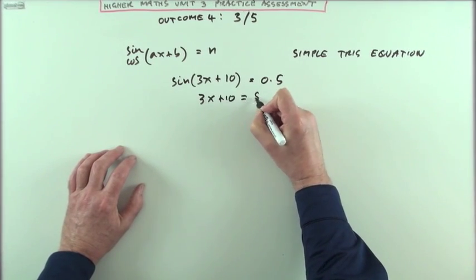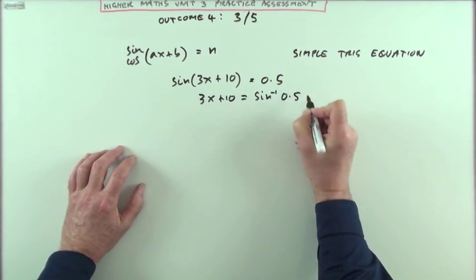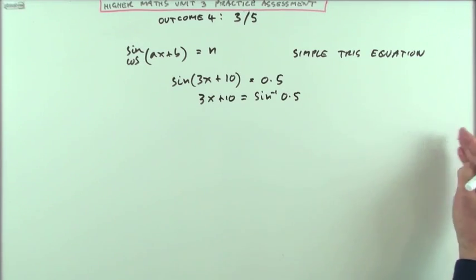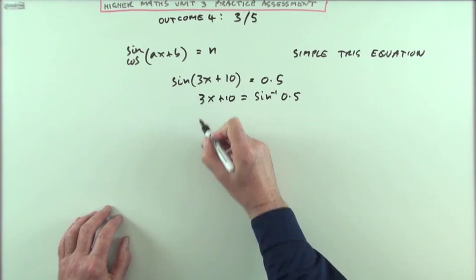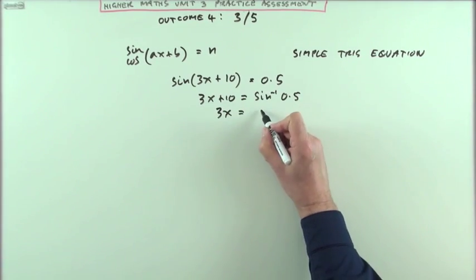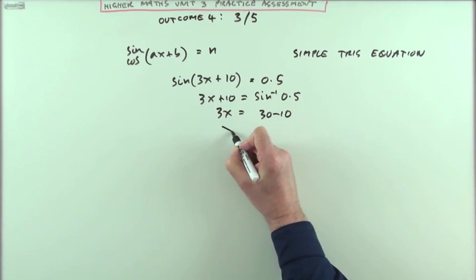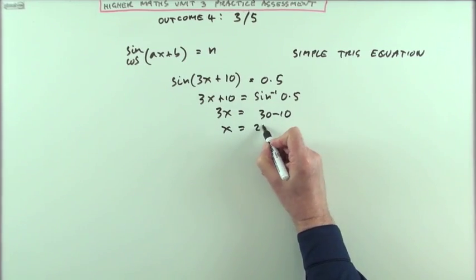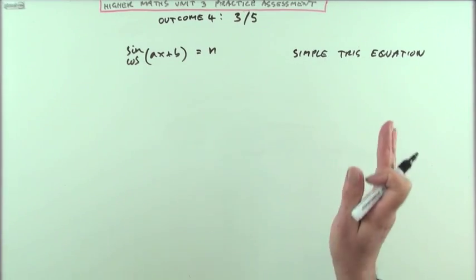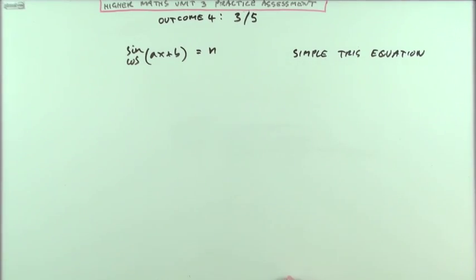3x + 10 is the inverse sine of 0.5, which of course is a set of answers for as many as you care to have, and then getting rid of the 10 and getting rid of the 3. So then 3x would be, of course, the first answer for that is 30 minus 10, and then dividing by that 3, that'll be 20 divided by 3. Now that's the only type of equation you know how to solve, a simple trig equation.